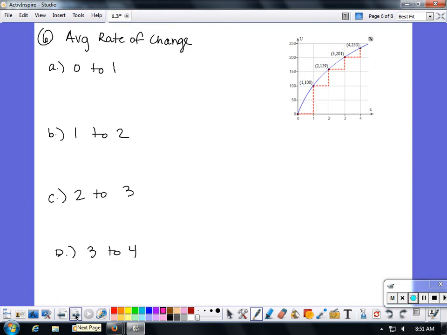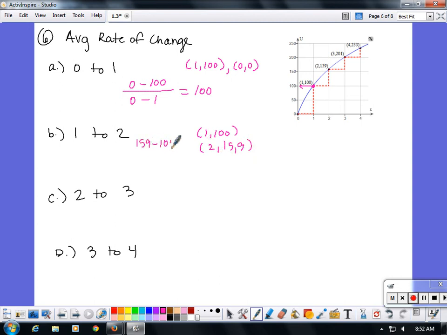Number 6, from 0 to 1. So right here, you get 1, 100, and 0 is 0, 0. So it's y2 minus y1 over x2 minus x1. You should get 100. 1 to 2. So 1 was 1, 100. 2 is 2, 159. y2 minus y1 over x2 minus x1. I'm working backwards here. You get plain 59.